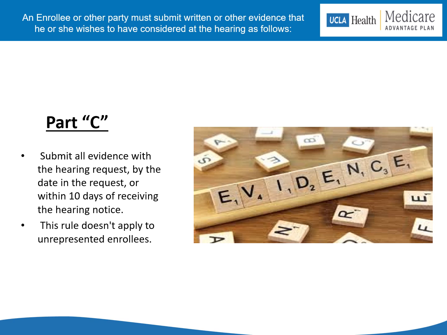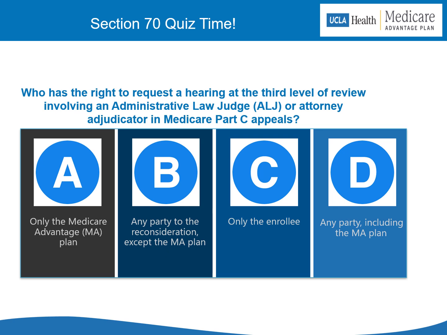However, we are going to have a quiz after each section, so this is the first quiz out of 4. Quiz number 1, section 70. Who has the right to request a hearing at the third level of review involving an ALJ, administrative law judge, or attorney adjudicator in Medicare Part C appeals? Is it going to be A, only the Medicare Advantage plan, B, any party to the reconsideration except the MA plan, C, only the enrollee, or is it going to be D, any party including the MA plan?